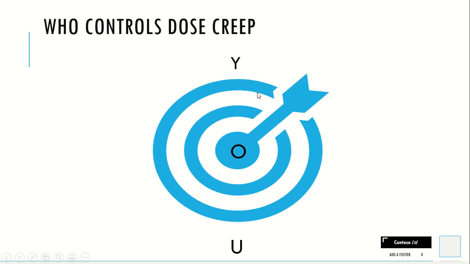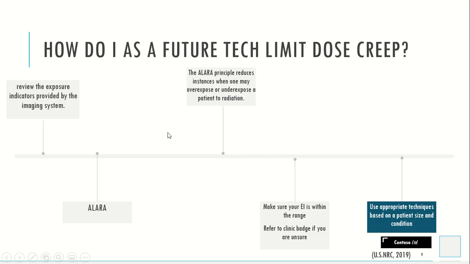Who controls dose creep? You, as a future tech, are the controller of dose creep. You are actually the main controller. How do I, as a future tech, limit dose creep? A way to limit dose creep is to review the exposure indicators provided by the imaging system. Make sure that after your image is taken, your exposure index is within the range. If you are unsure of the range, refer to your clinic badge.